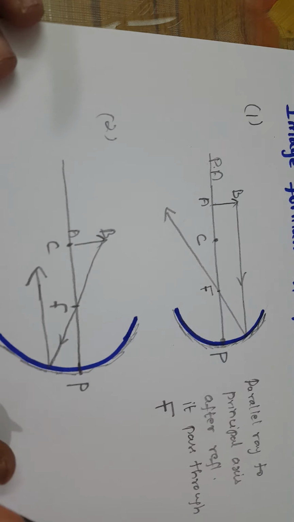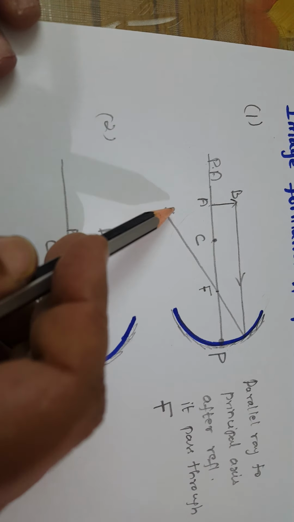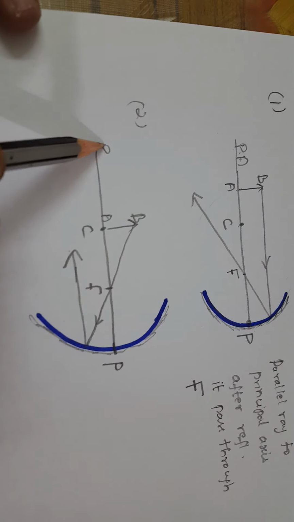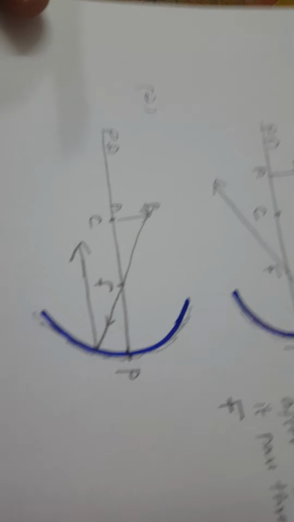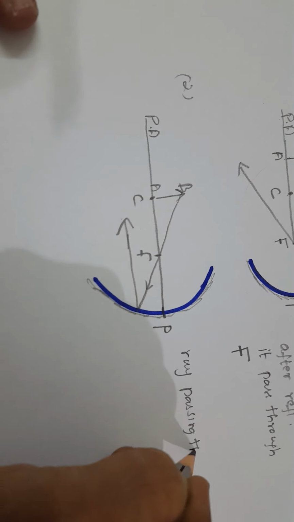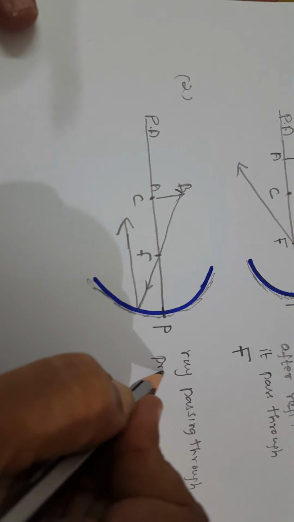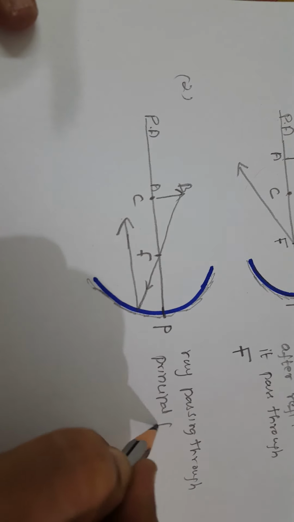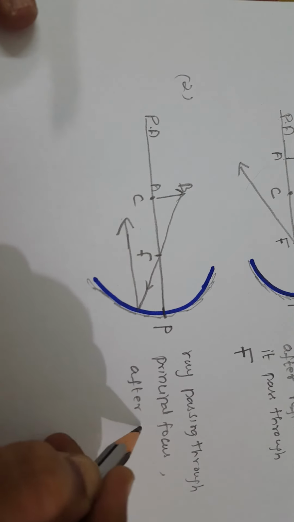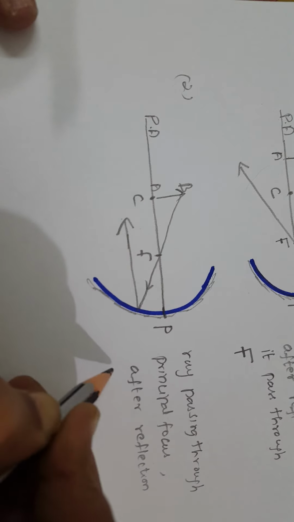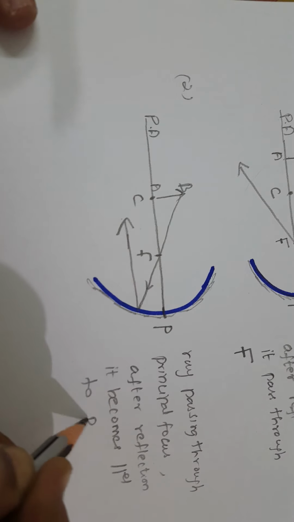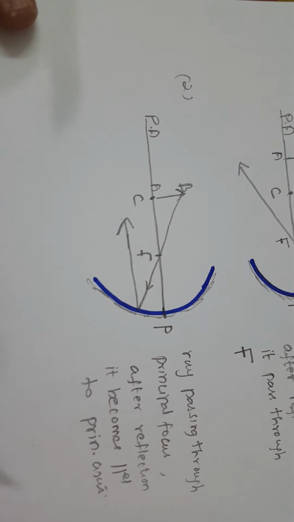You can see here, if you compare this, parallel ray passes through focus. But here, if the ray passes through the focus, it becomes parallel to the principal axis, right? So this is the second rule. So what is second rule? Ray passing through principal focus. After reflection, it becomes parallel to what? Parallel to principal axis. So this is rule number 2.